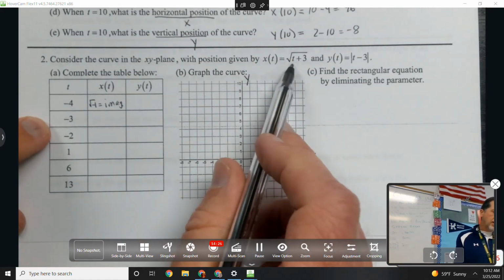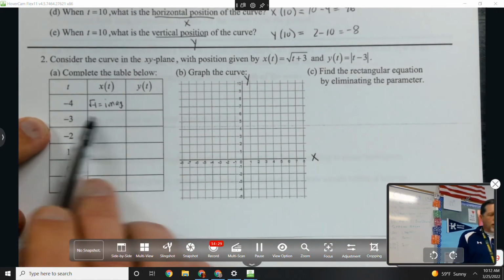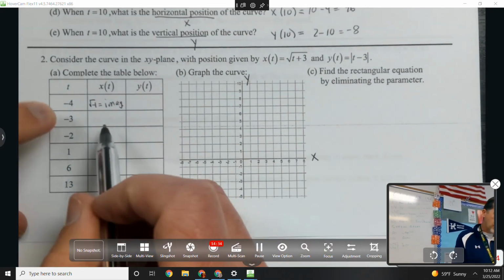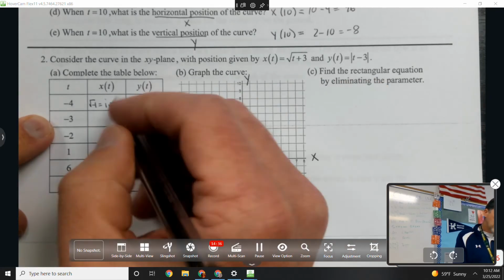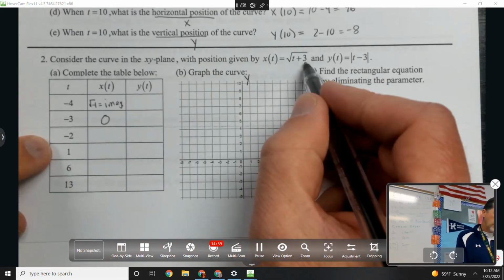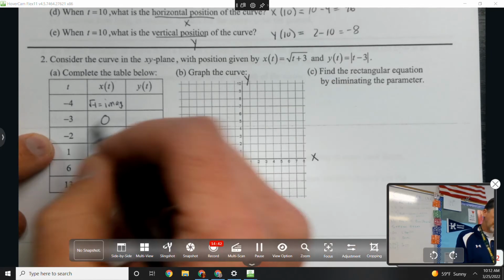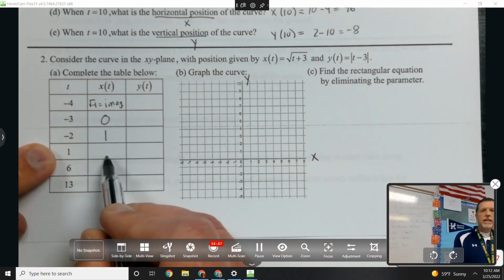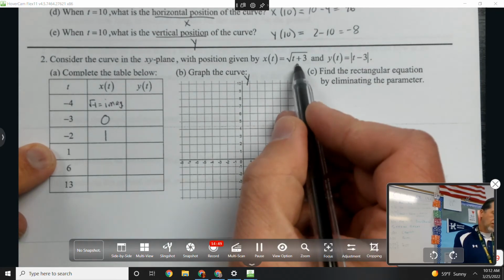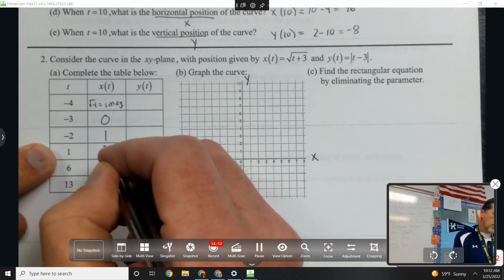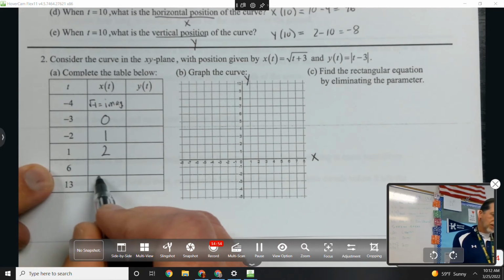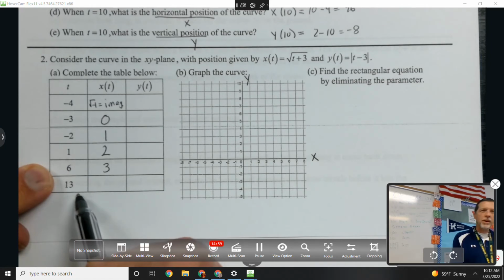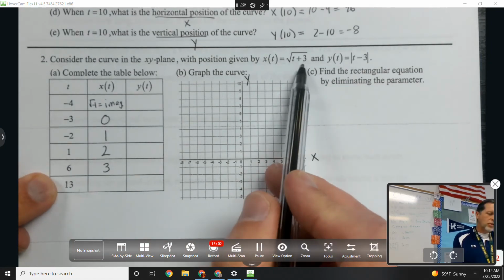All right, and again, rather than going x, y, x, y, I'm going to do all the x's and then all the y's because I think that's easier to keep up with. Plug in -3, 0. Plug in -2, I get 1. If I plug in 1 for t, I get the square root of 4, which is 2. If I plug in 6, I get 3. And now I see why they picked these numbers. They're not so random after all. They're making me get nice square roots over here.